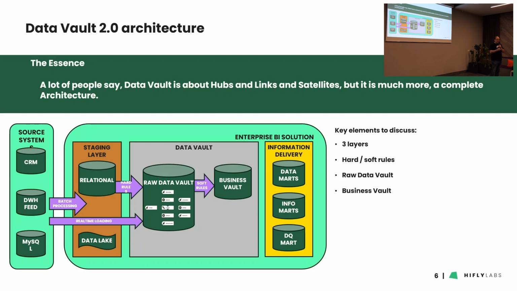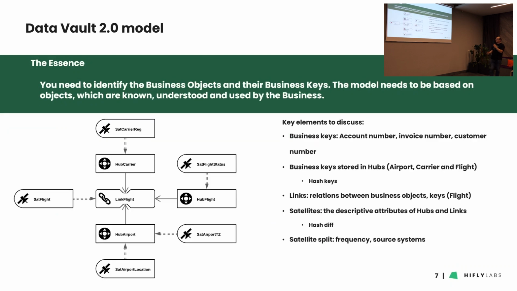Then come the so-called soft rules. So this is what I've already talked about. So once we have our raw data vault, we will apply the soft rules, the business rules, the transformations that the business defines, and create our business vault, or we will directly use the raw data vault and apply these soft rules to the raw data vault and create the information delivery layer, create the information mart. That's the overview, a very, very high-level overview in 3 minutes of a data vault architecture.